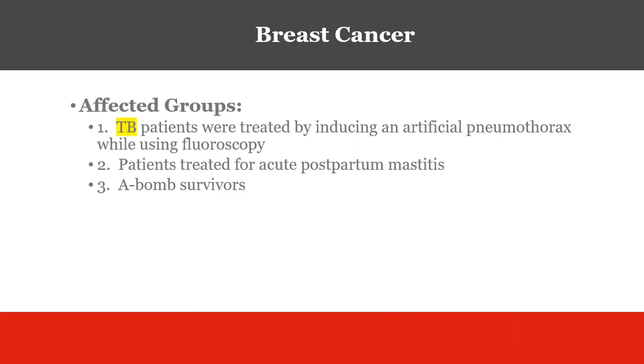Breast cancer was found in people who were tuberculosis patients in a sanitarium, just like the previous patients were with the arthritis and the radium treatments. But in this case, they were inducing an artificial pneumothorax under fluoroscopy. And if the patients were prone, which was facing toward the X-ray tube, then they found that there was a higher incidence of breast cancer in those patients.